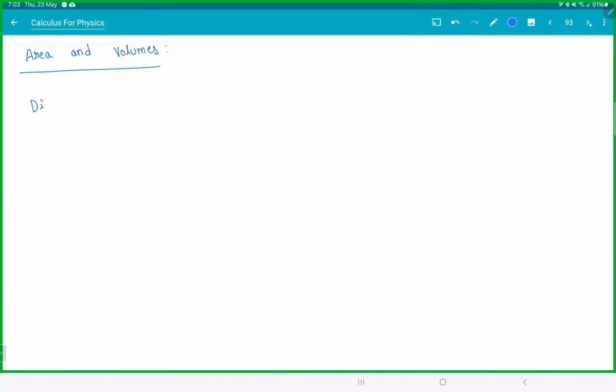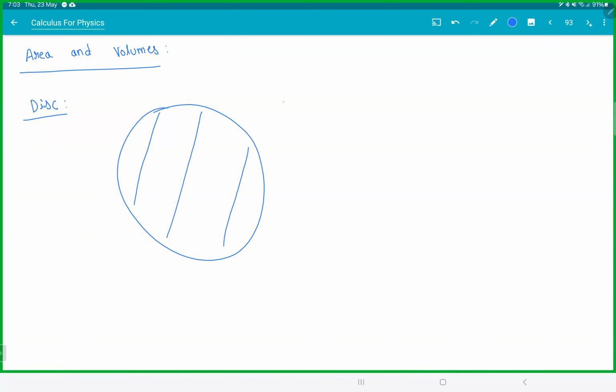Let's say you have a disk, a pretty common shape. A disk of radius r. So we want to find the area of the disk. Now everyone knows the formula for the area of the disk, right? Pi r square. But how do we get that? Can we use integration to get it? So listen how to do this.